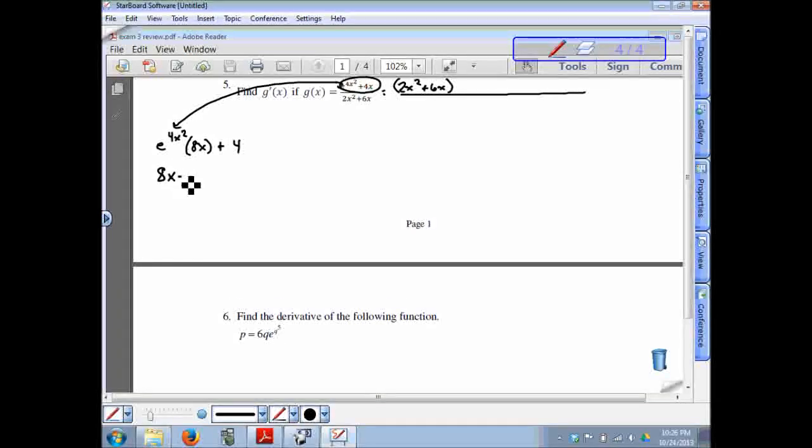So this is equal to 8x times e to the 4x squared plus 4. That's what we multiply by here: 8x e to the 4x squared plus 4, and minus the top function, e to the 4x squared plus 4x, times the derivative of the bottom function, which is 4x plus 6. That's all over 2x squared plus 6x, squared. Okay, and then we simplify a little bit. We need to use the FOIL method in both terms here and both terms here.